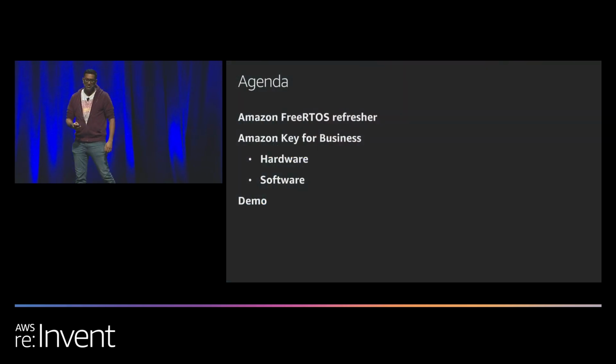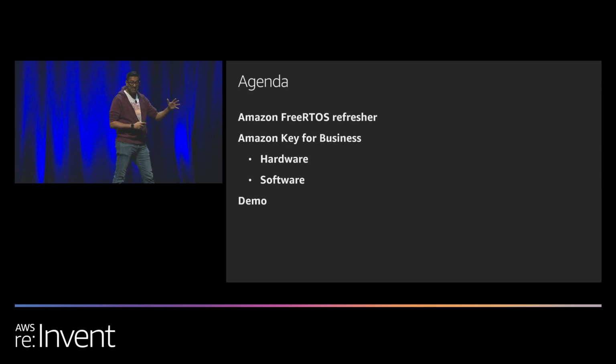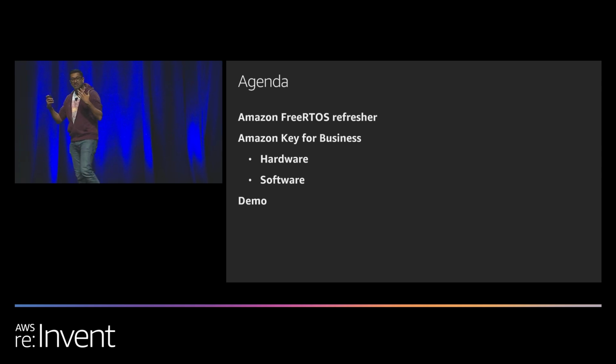Well, it's pretty simple for this. We're going to give you a bit of a refresher on Amazon FreeRTOS, that's free real-time operating system. We'll go into then the customer portion where Amazon Key for Business will talk about specifically the hardware they used and then dive deep into the software layer. And then, excuse me, we'll give you a bit of a demo through a video. We were going to do a live one, but looks like our props didn't make it to Las Vegas.